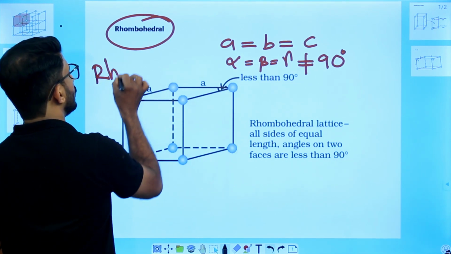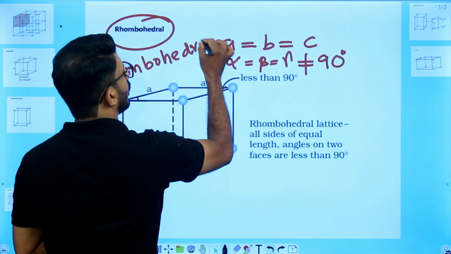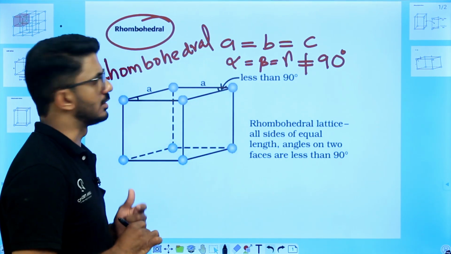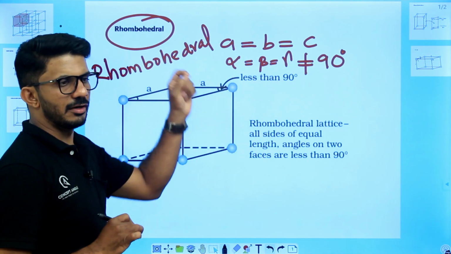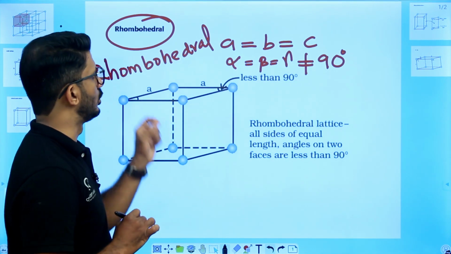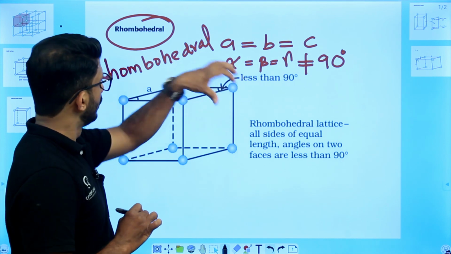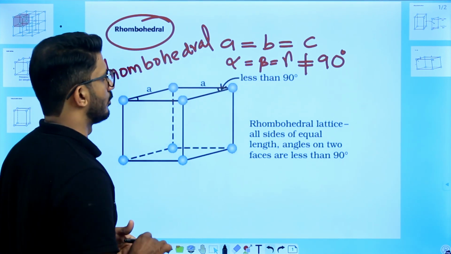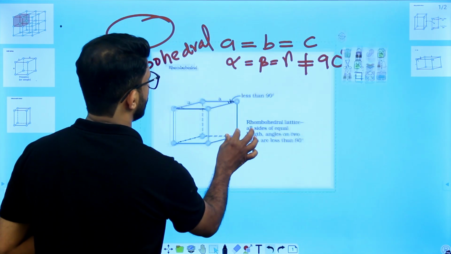Rhombohedral crystal. For a rhombohedral crystal, the specification is A, B, C are equal, alpha, beta and gamma are equal, but that is not equal to 90. That is the only difference between a rhombohedral and cubic. Okay, so let's go to the next one.